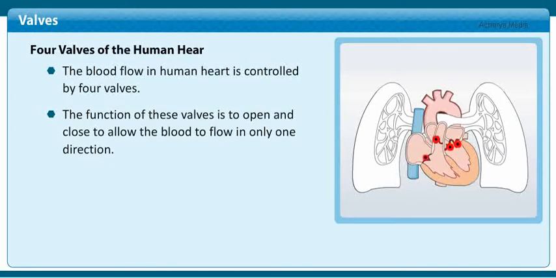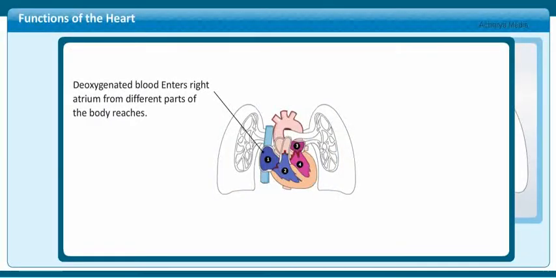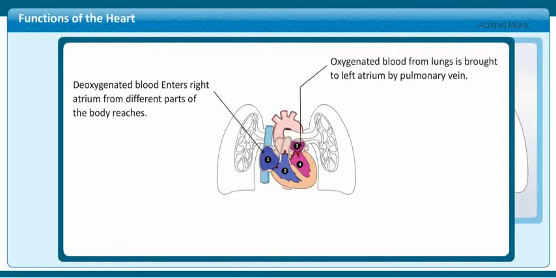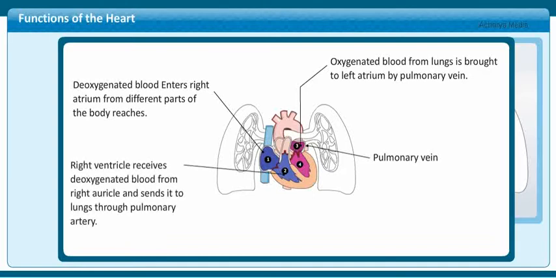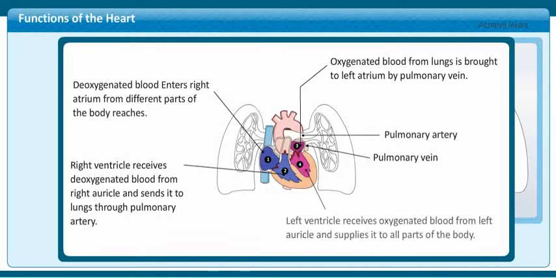Deoxygenated blood from different parts of the body reaches the right atrium. Oxygenated blood from the lungs is brought to the left atrium by the pulmonary vein. Right ventricle receives deoxygenated blood from the right auricle and sends it to the lungs through the pulmonary artery. The left ventricle receives oxygenated blood from the left auricle and supplies it to all other parts of the body.